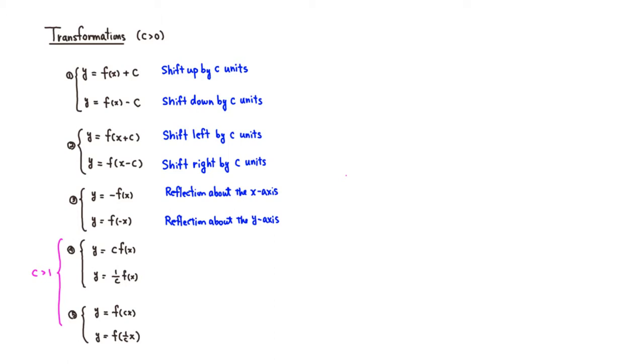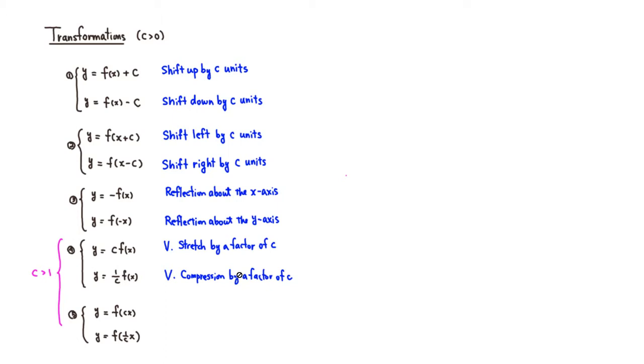For the next ones, 4 and 5, we're going to assume that c is greater than 1, so that there's no confusion between stretching and compression. If you multiply a function by some constant bigger than 1, the y value is multiplied by that c, so it's going to get stretched vertically. If you divide by c, it's going to compress. So you have a vertical stretch by a factor of c and a vertical compression by a factor of c, and c is always greater than 1.